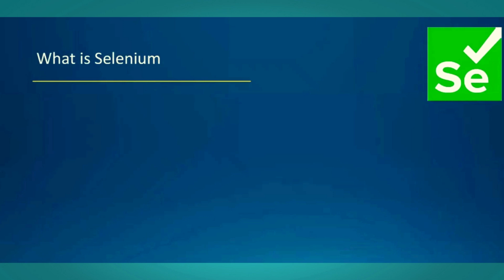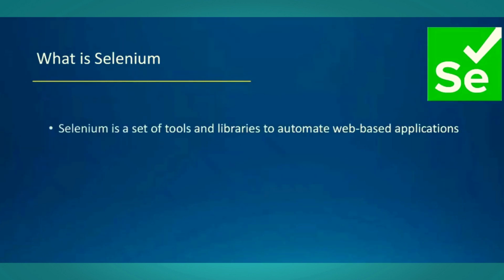What is Selenium? Selenium is a set of tools and libraries to automate web-based applications. So Selenium is not a single tool. It's a set of libraries which are used to automate web-based applications. We know a library is a collection of packages and classes, right? So Selenium is such a library which is used to automate web-based applications.